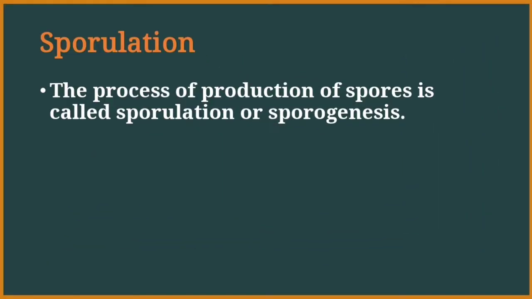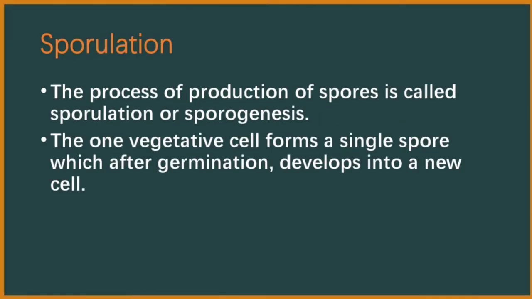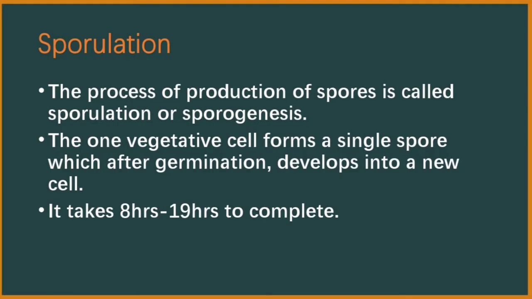Now sporulation, the process of production of spores. One vegetative cell forms a single spore which after germination develops into a new cell. It takes 8 hours to 19 hours to complete.